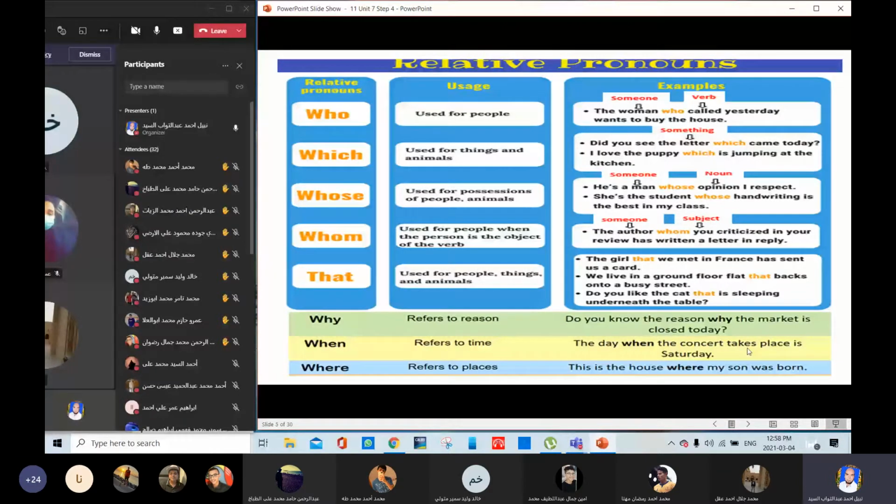Where refers to places. This is the house where my son was born. Note here, there is no preposition in the sentence. We can use which for places, but you must have a preposition. This is the house in which my son was born. This is the house which my son was born in.